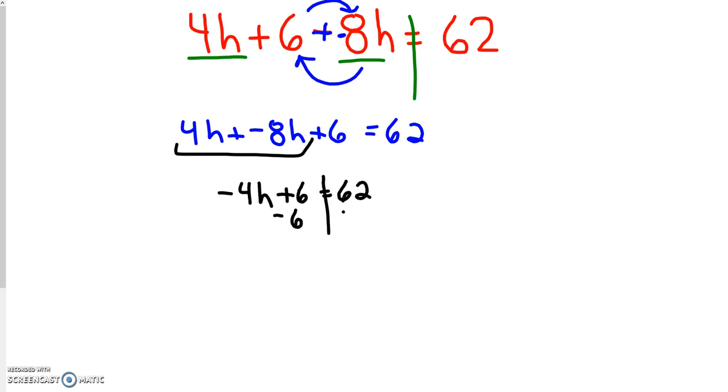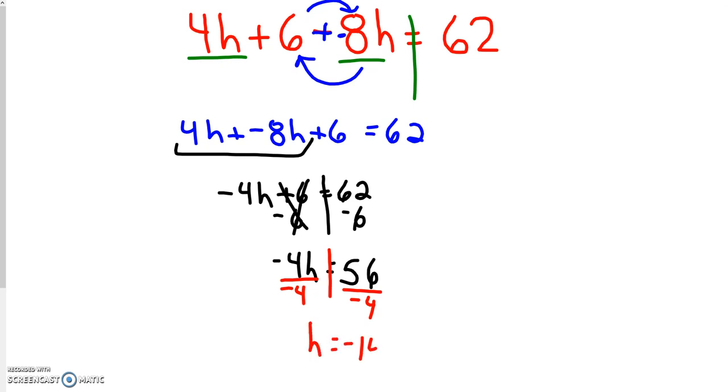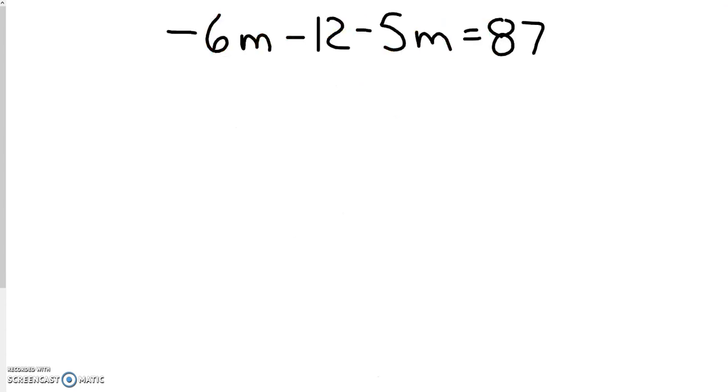I'm going to subtract 6 on both sides. 56 on the right and negative 4h on the left. I'm going to divide that by negative 4, and h equals negative 14. Again, you could substitute negative 14 in for h in the original problem, and the two sides should be equal. Here's another one to try.